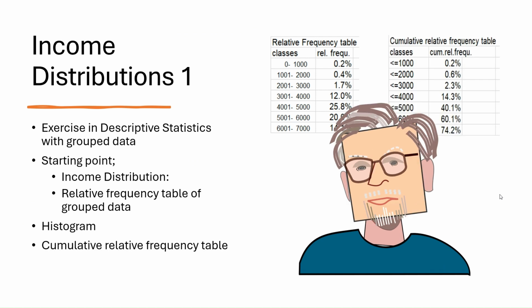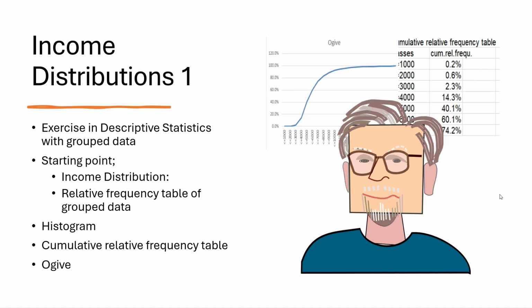We will see how to calculate a cumulative relative frequency table using the property that the next value of a cumulative data is the previous value plus the actual value of the relative frequency table. And we will graph this as well. This is the so-called ogive.